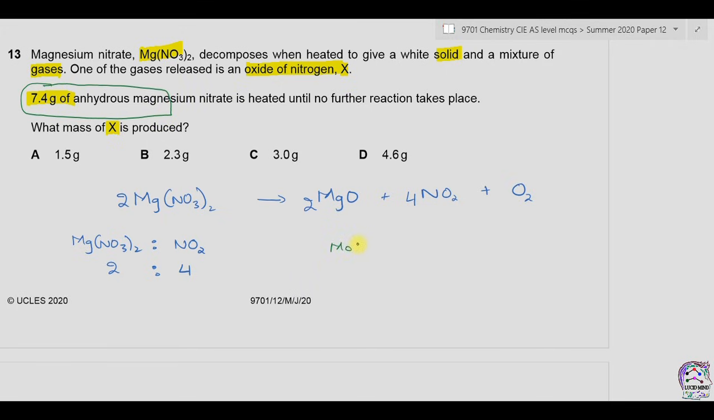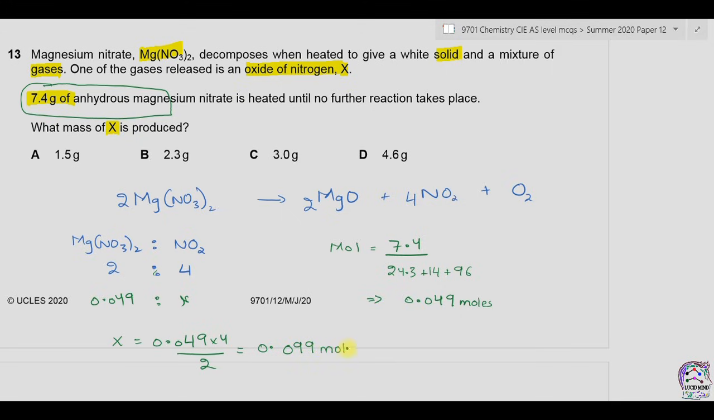Let's first find out the moles of magnesium nitrate given in the question. The number of moles is mass in grams, which is 7.4 grams, divided by molecular mass. Now putting this number of moles in the ratio, we find 0.049 moles of magnesium nitrate reacts with X number of moles of NO2. By cross multiplying, we can find the value of X: 0.049 times 4 divided by 2. Now the number of moles of X comes to be 0.099 moles of NO2. X is actually NO2.